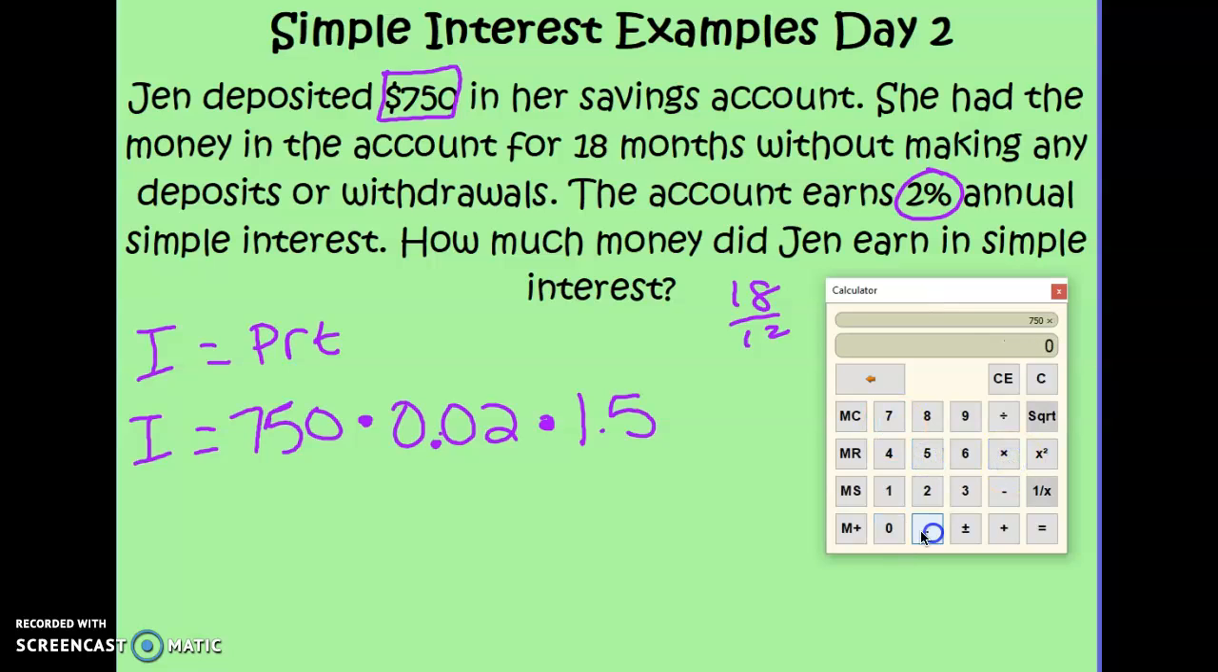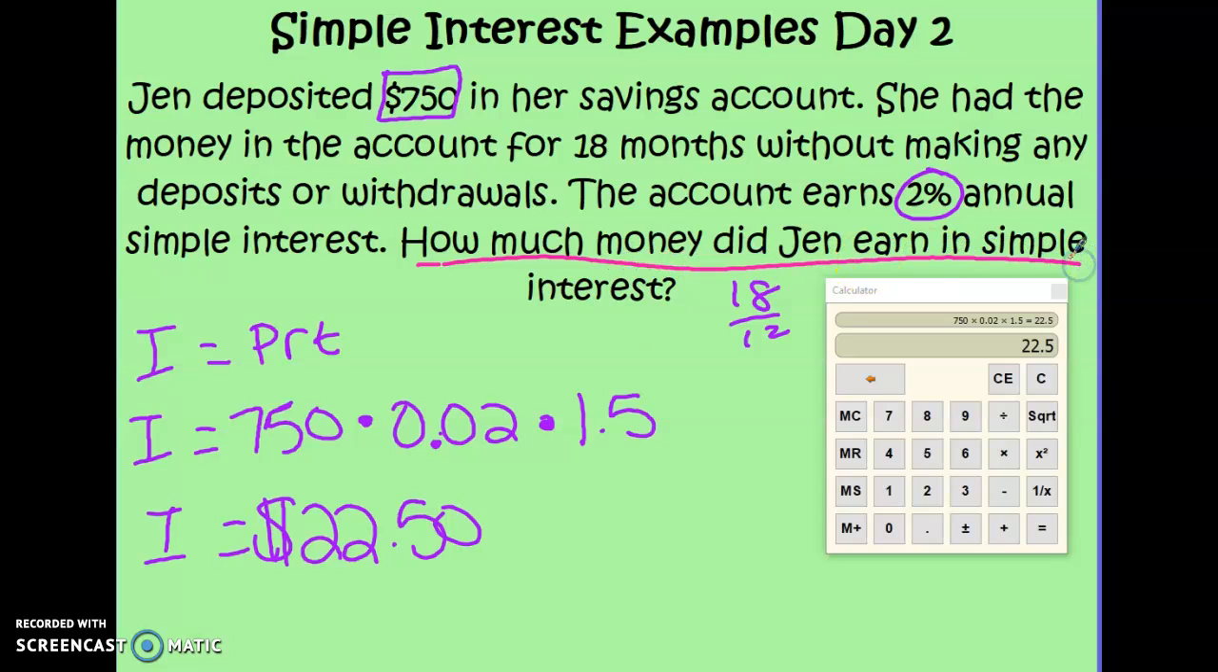750 times 0.02 times 1.5 years, the interest is $22.50. And that is what our question, we go back to and make sure we've answered: how much did she earn in simple interest? So yes, this would be our answer.